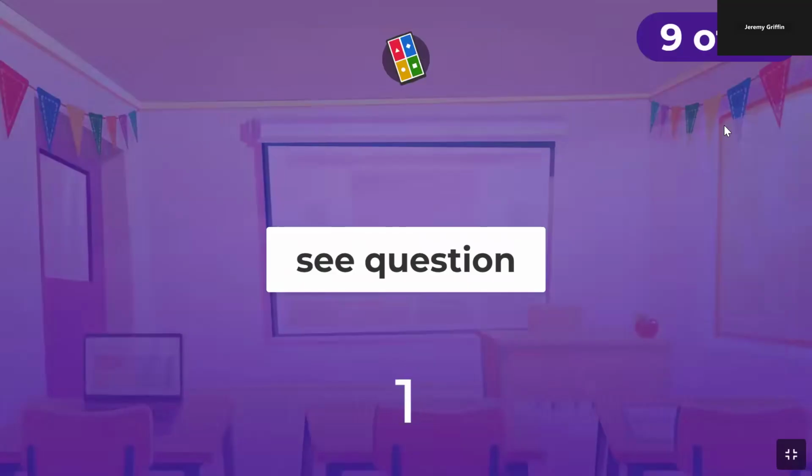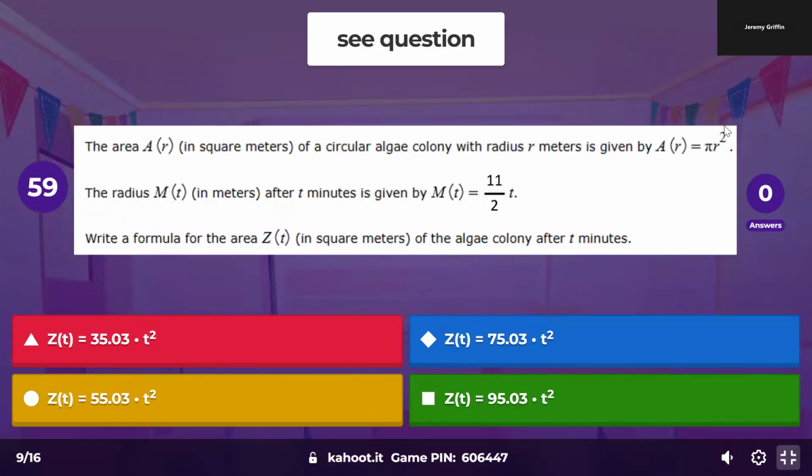All right. See, question. Area of a circle is given as pi r squared. The radius after t meters is given as 11 over 2 times t. What's the area in terms of time? Right, it's a composite formula. Sorry about the weird letters. I copied those straight from Kahoot.